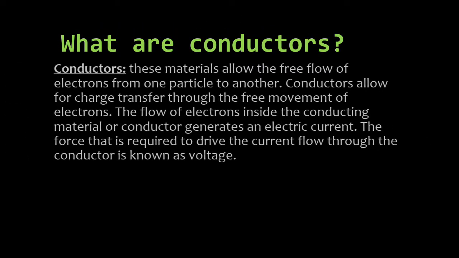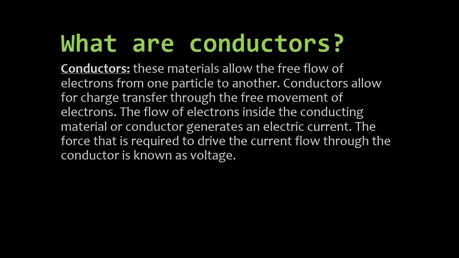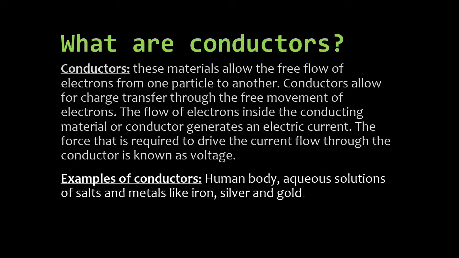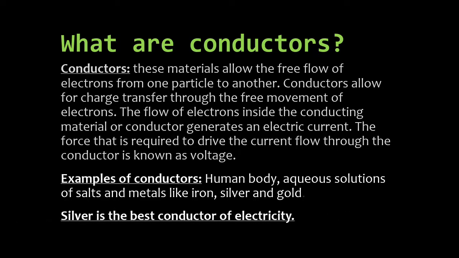What are conductors? These materials allow the free flow of electrons from one particle to another. Conductors allow for charge transfer through the free movement of electrons. The flow of electrons inside the conducting material or conductor generates an electric current. The force that is required to drive the current flow through the conductor is known as voltage. Examples of conductors are the human body, aqueous solution of salt and metals like iron, silver and gold. Silver is the best conductor of electricity.